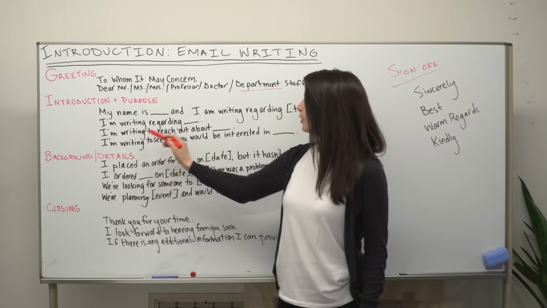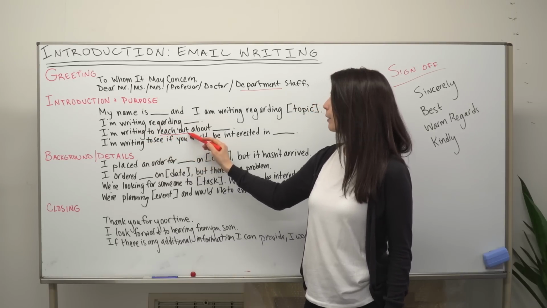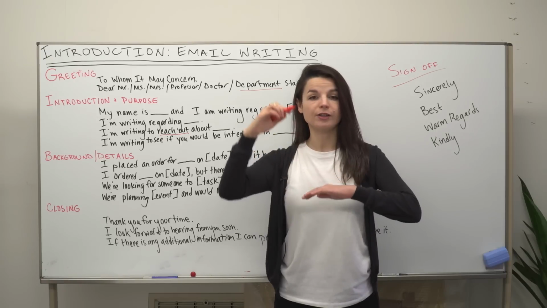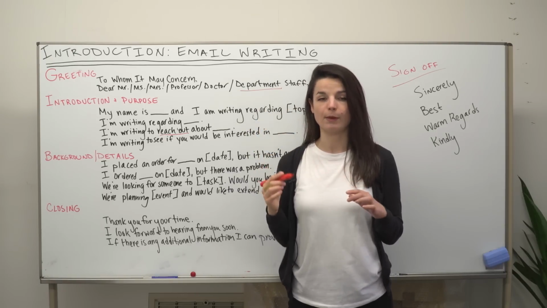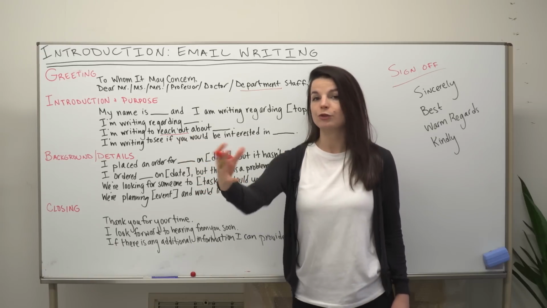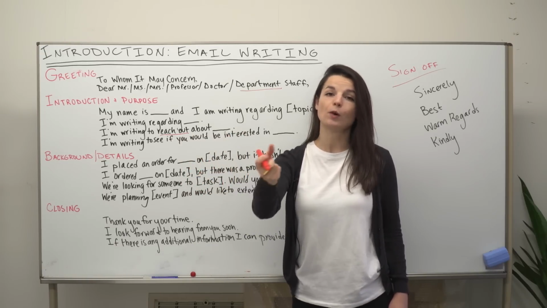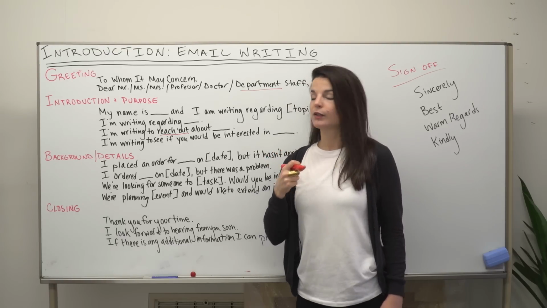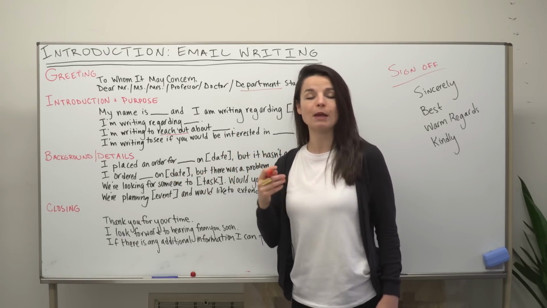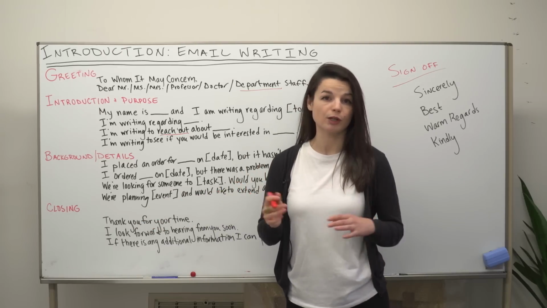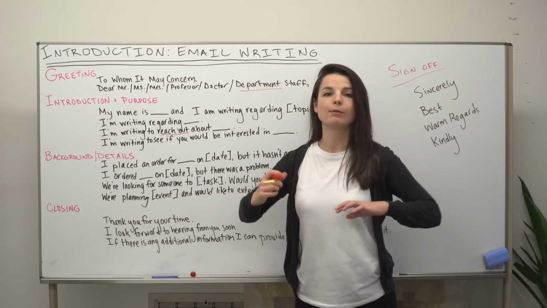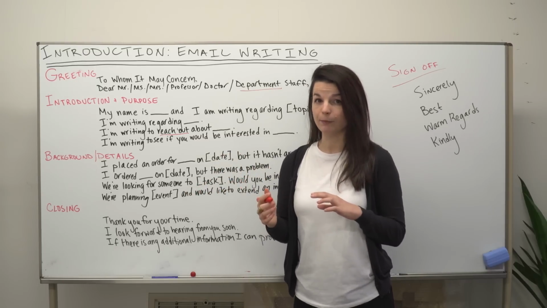Another one, I'm writing to reach out about. So here I've used about. You can use regarding here too. Regarding just sounds a little bit more formal than about. Reach out implies you're maybe introducing something or you want someone to do something for you. So I'm writing to reach out about a new event I'm planning. So maybe you're trying to gather support for a new event, for example. To reach out, you're introducing something, you might be asking for help for something.